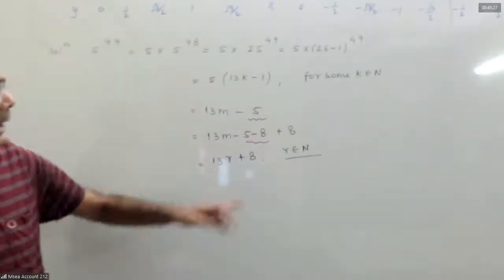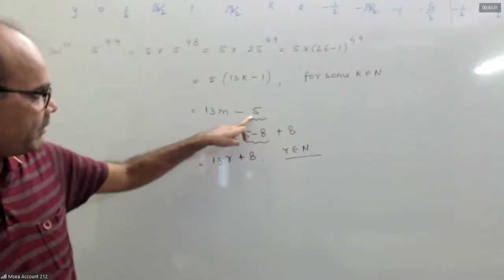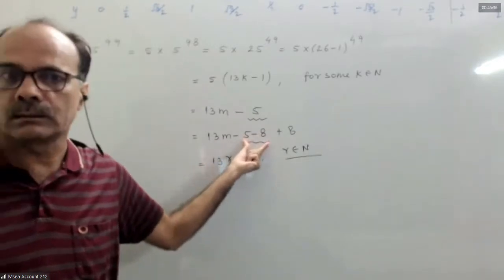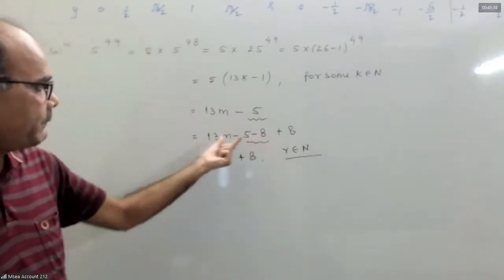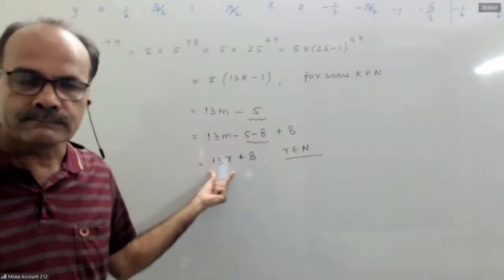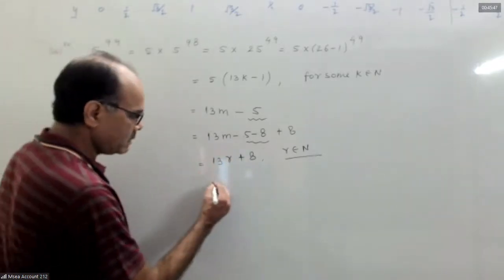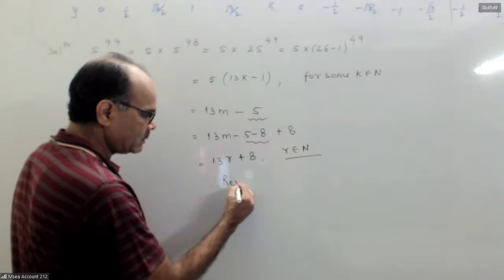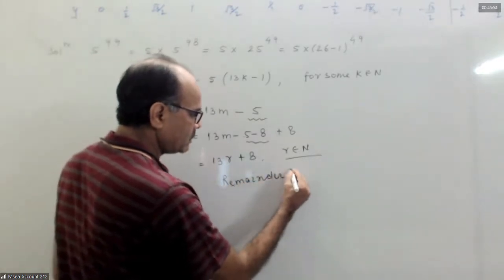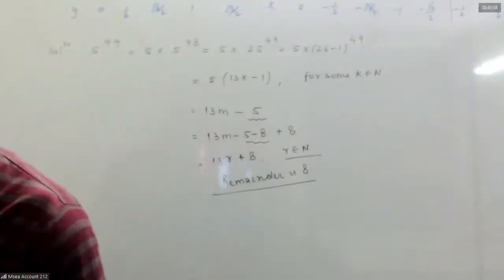Okay. To make the remainder positive, minus 5 I have, so I have to subtract 8 so that it becomes minus 13. So 13m minus 13 will again be divisible by 13. So 13r plus 8, therefore remainder is 8.